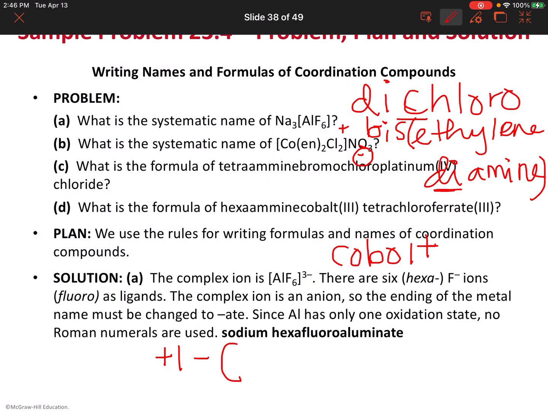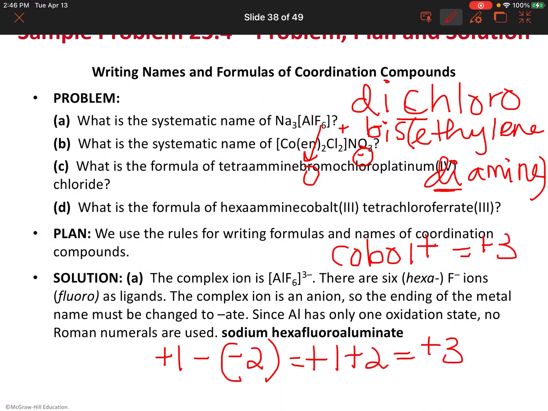Ethylene diamine is a neutral ligand, so there is no charge for that. And chloro group, chloro is -2, because there are 2 chloride groups. Each chloride is -1, so there are 2, so it's -2, right? So +1, +2 makes it +3. So cobalt is then oxidation number +3.